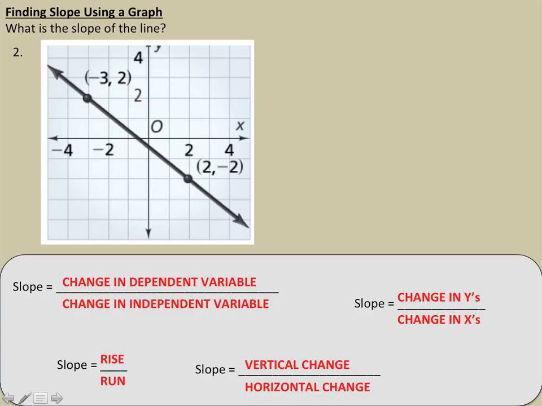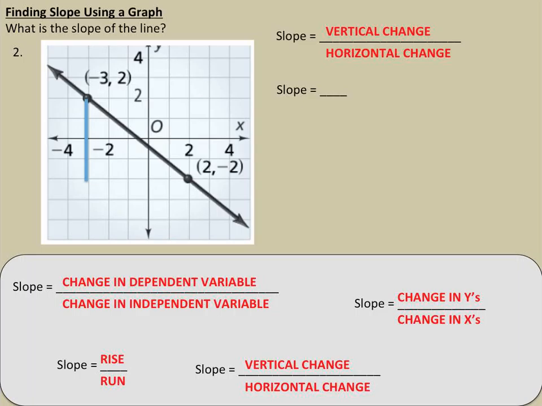Now notice this line goes down from left to right. From this point to that point, I have to go down and then over. It's still vertical change over horizontal change. So it goes down 4, and I'm just counting the blocks: 1, 2, 3, 4, and then over 5. So negative 4 over 5, down is negative. Notice lines that go down from left to right have negative slopes.